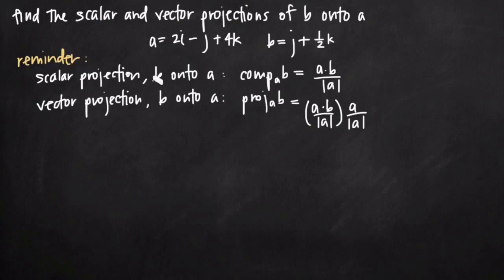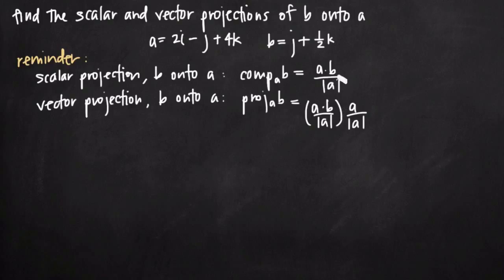As a reminder, I've written the formulas for the scalar projection of b onto a and the vector projection of b onto a. The most important thing to notice about the formulas is that we're going to be using the scalar projection as part of our vector projection formula. Notice that the scalar projection is the dot product of a times b divided by the magnitude of a, which is also the length of the vector a. That goes directly into our formula for the vector projection of b onto a. You can see it right here.